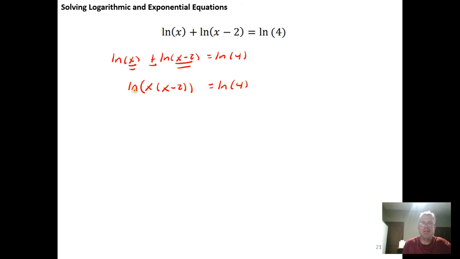Now I have a single logarithm on the right side, a single logarithm on the left-hand side. So I'm going to exponentiate base e. So e to the natural log of 4, e to the single logarithm on the left-hand side. The exponentiation base e cancels the log base e, leaving us with the stuff inside the logarithm.